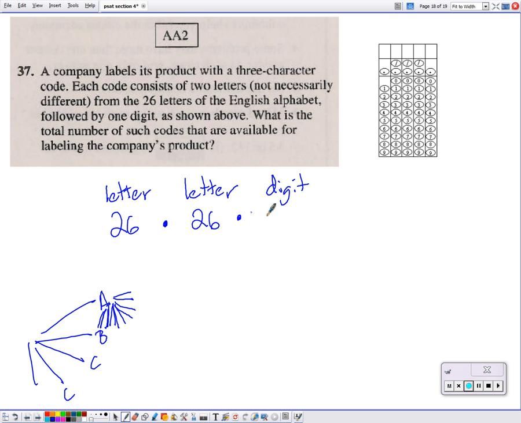I'm going to multiply that by 10 digits because off each of the 676 tiny branches, like for AA, I could now do 0, 1, 2, 3, and so on. When I multiply 26 times 26 times 10, I get 6,760. Bubble it in, 6,700.